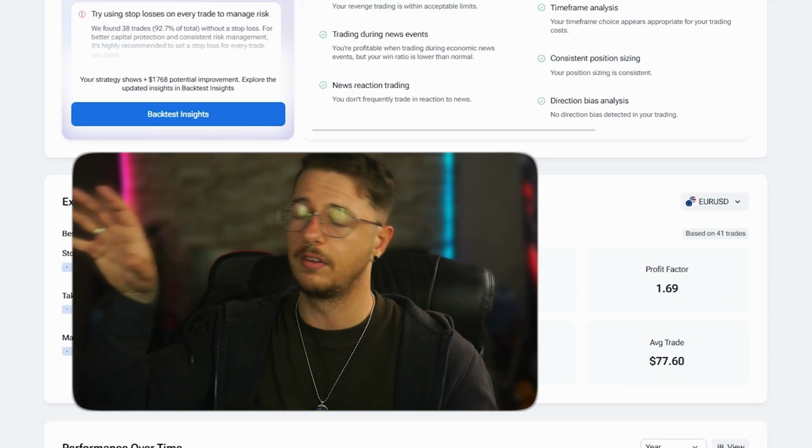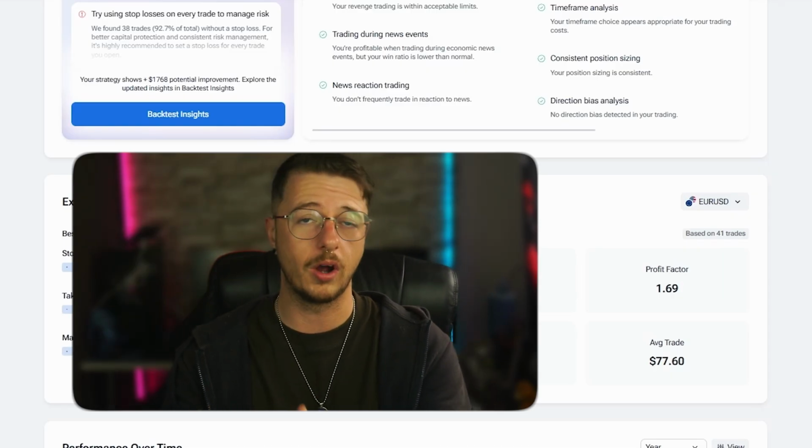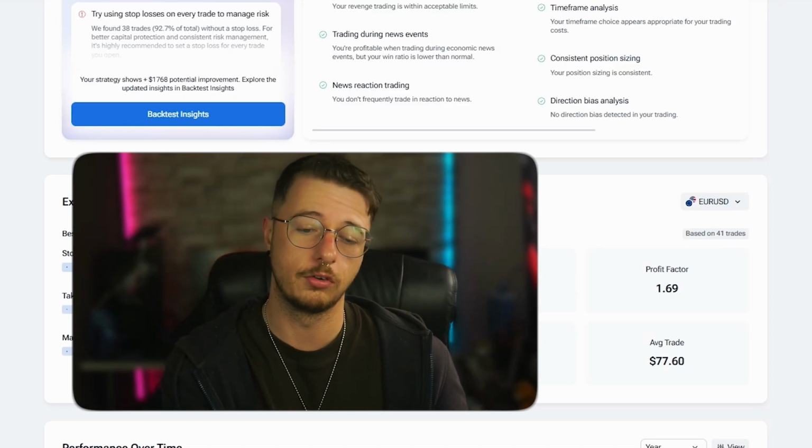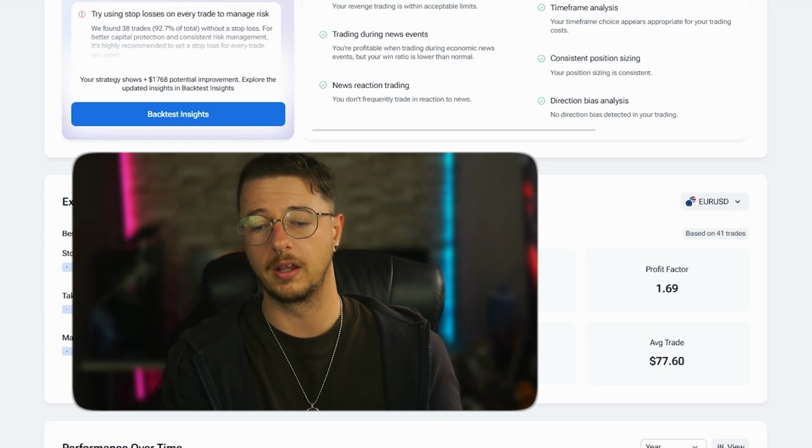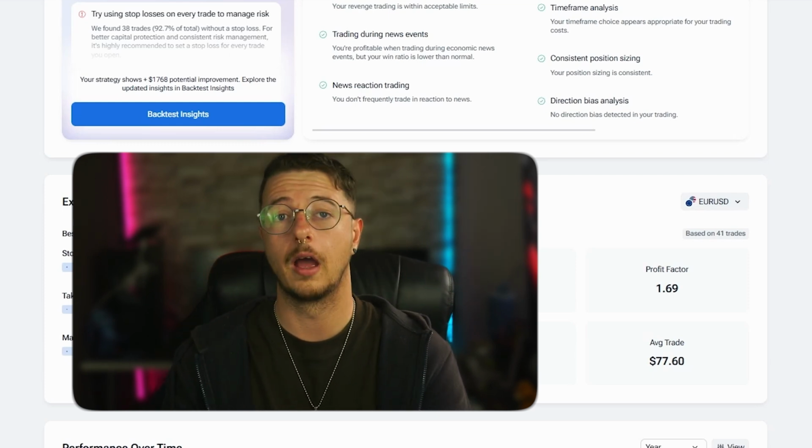Now I would have to try this in the future to see if it actually works, or I can stay with the optimization that it's giving me in the previous backtest, and that way I can just make a longer backtest and see how it performs.